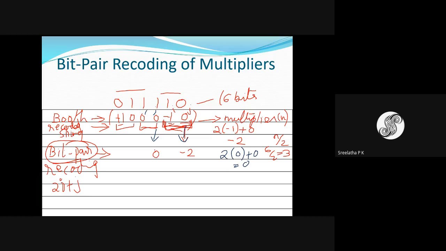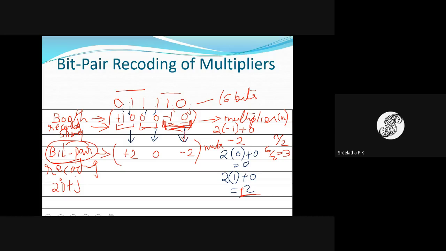In the next bit pair, this bit stands for i and this is j. So 2i plus j is 2 into 1, that is 2, plus 0, which is 2. So you get the value plus 2. The 6 multiplier bits are now reduced to only 3 bits. It becomes plus 2. Correct? So this is the multiplier formed.